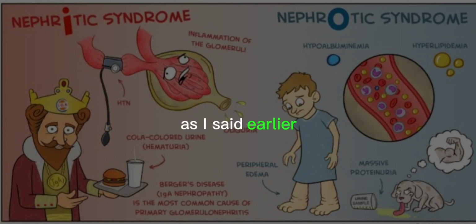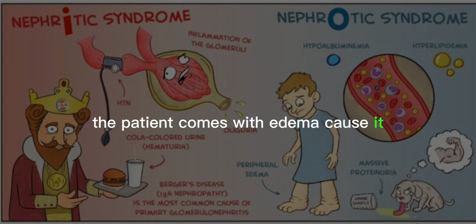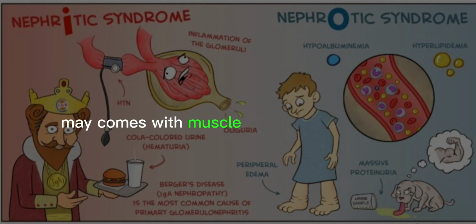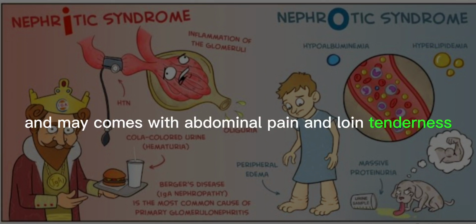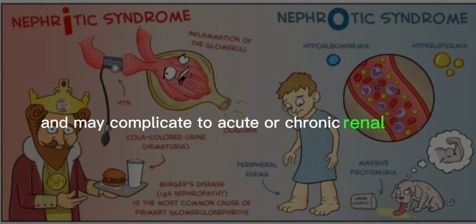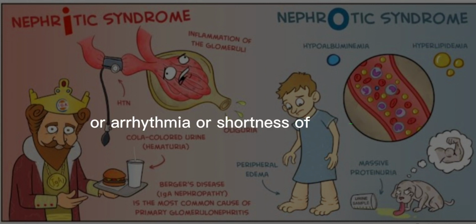As I said earlier, the patient comes with edema because it is the major symptom, and may come with muscle weakness and wasting, due to hypokalemia and proteinuria, and may come with abdominal pain or loin tenderness, and may be complicated by acute or chronic renal failure, arrhythmia, or shortness of breath. That was the nephrotic syndrome.